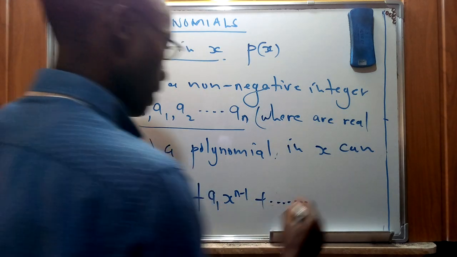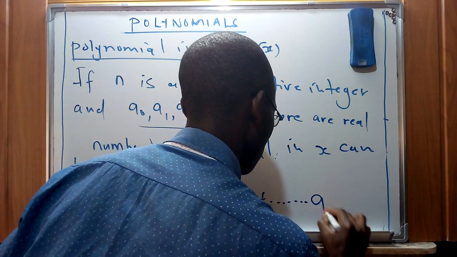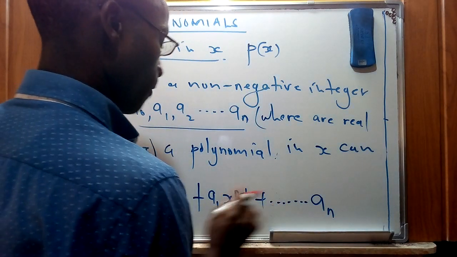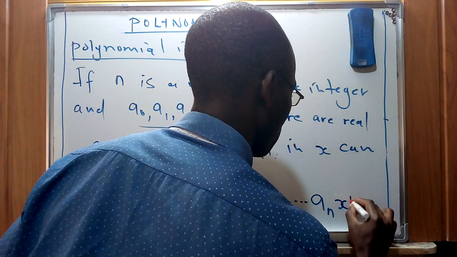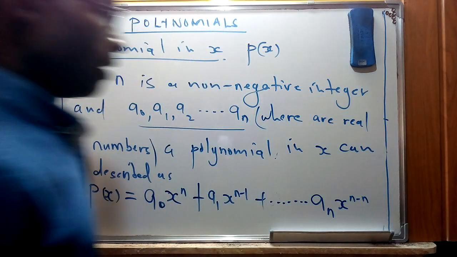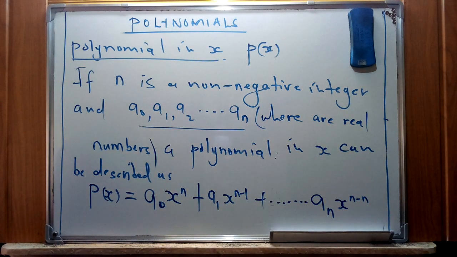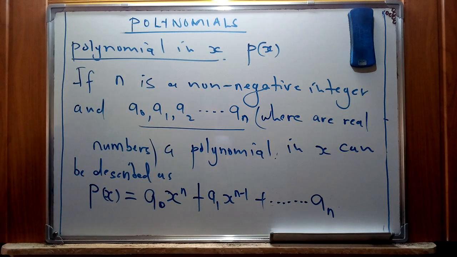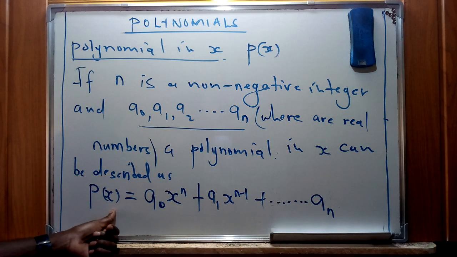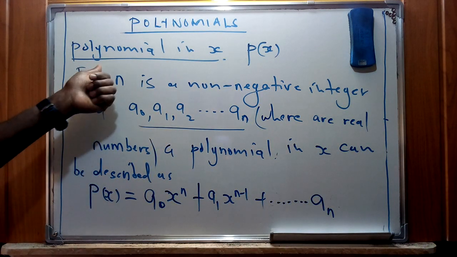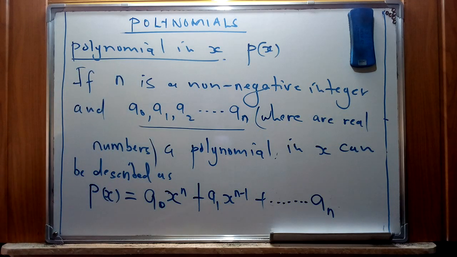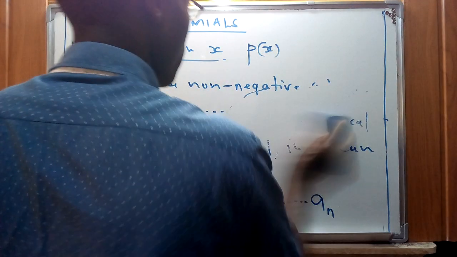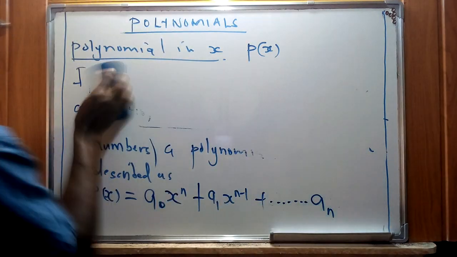So it's going to add up until a point whereby we have a_n, but of course the factor of x at this specific point will be x^(n-n), which implies unity. Therefore we're going to just eliminate this one, just for the sake of simplicity. So this is just the general expression that we are going to use to represent a polynomial in x, which is a general representation for this polynomial in x.